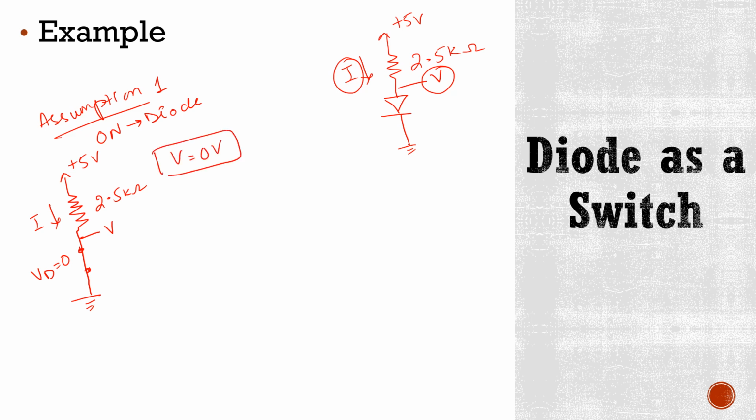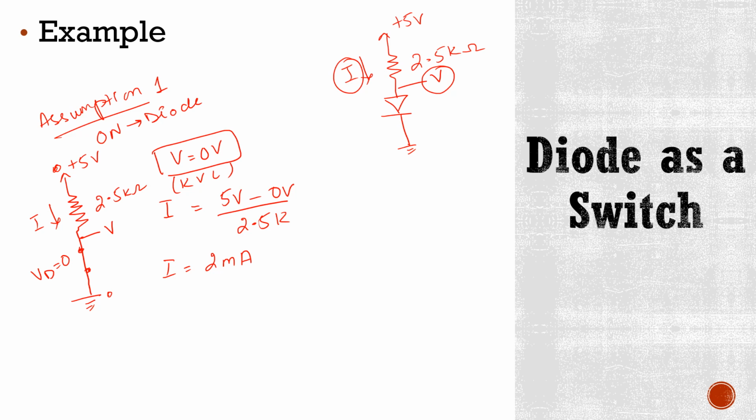Now for current, we will use KVL equation here. If you look at this circuit and start from here, at this point V is 5 volts and at this point V is 0, and we know that R is 2.5 kilo ohms. It means I is 2 milliamperes. It means in this assumption, current will flow, which will be the same for the entire circuit due to series configuration.